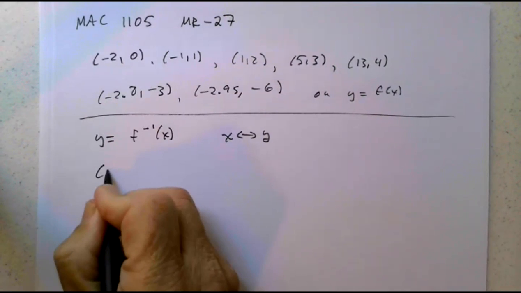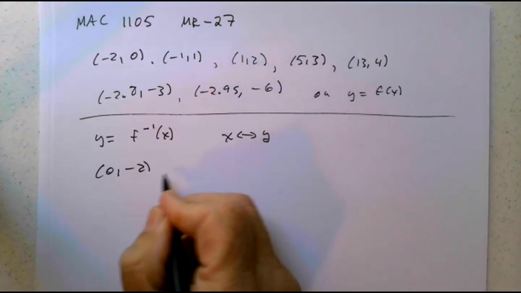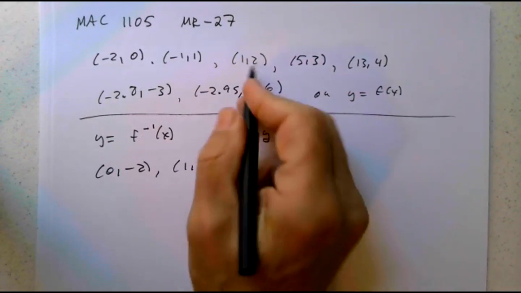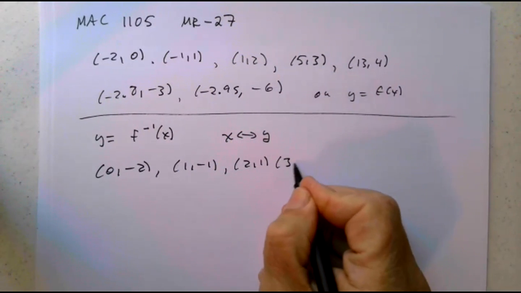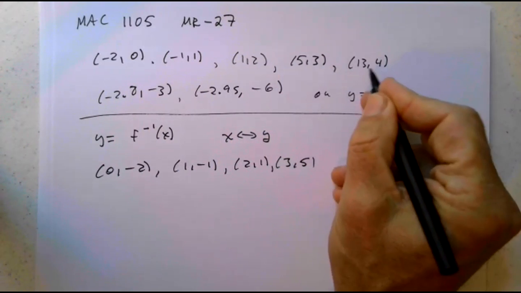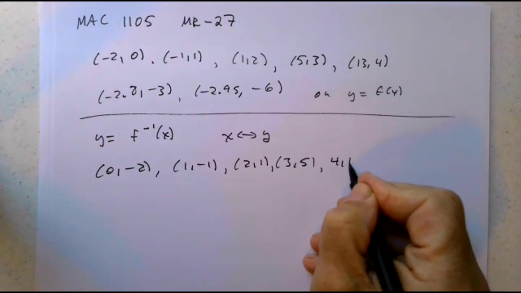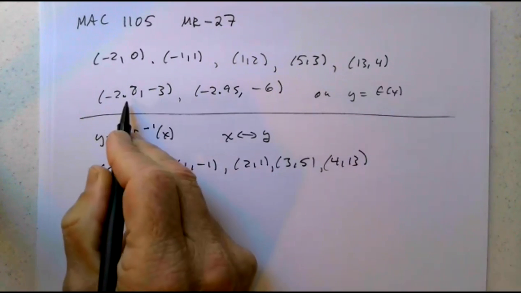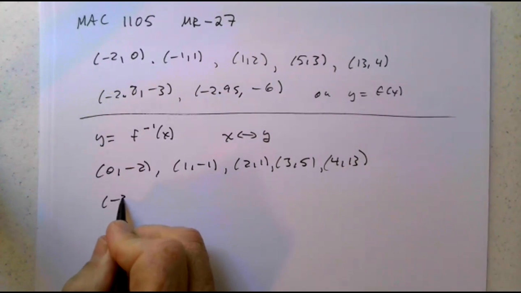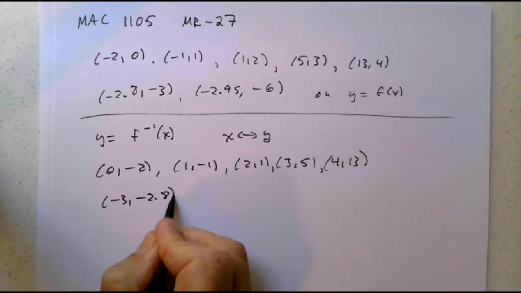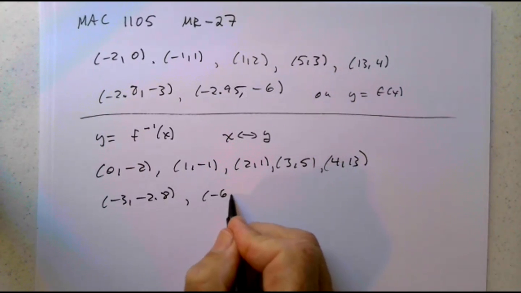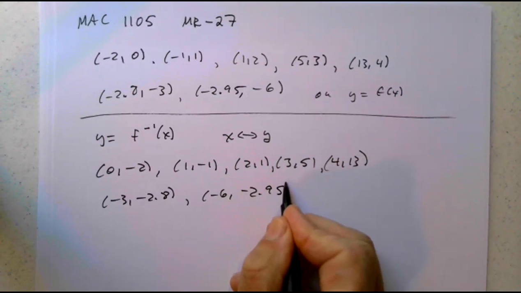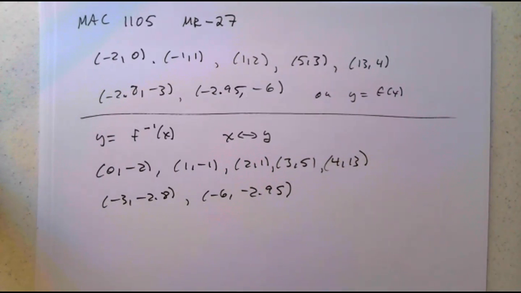So -2, 0 becomes 0, -2. -1, 1 becomes 1, -1. 1, 2 becomes 2, 1. 5, 3 becomes 3, 5. 13, 4 becomes 4, 13. -2.8, -3 becomes -3, -2.8, approximately. And -2.95, -6 becomes -6, -2.95. So I want to graph all of those points on Desmos.